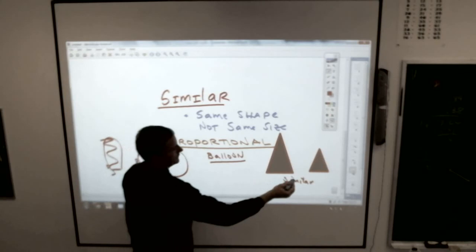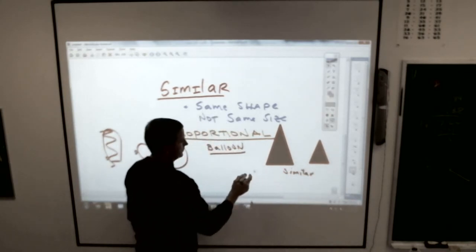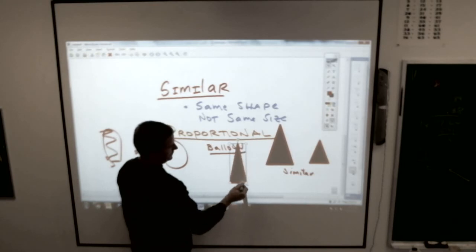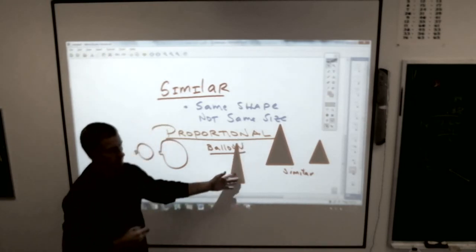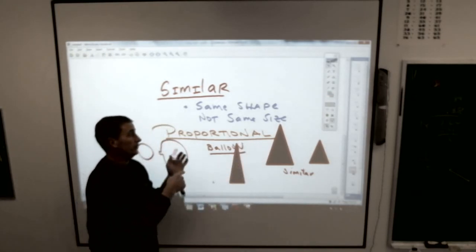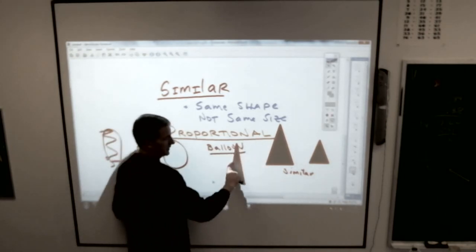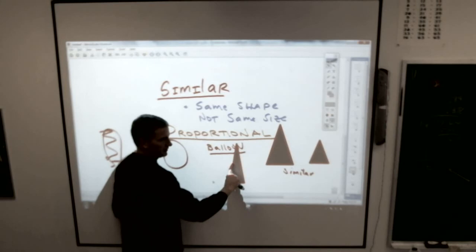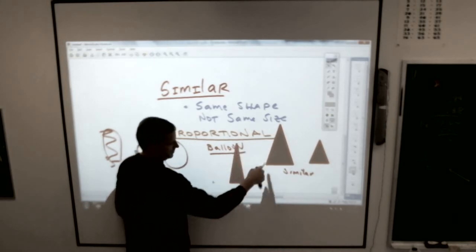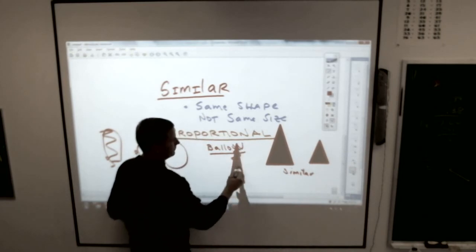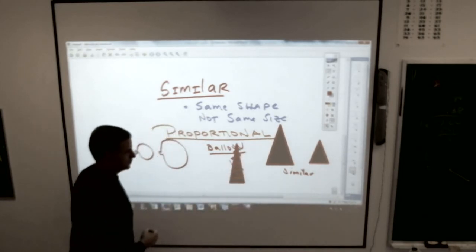If I had another, let me draw another. See, this triangle and this triangle are not similar, because it's not what we call proportional. This side is half, then this side has to also be half. But this side is as long as that side. So in order for it to be similar, they have to be what we call proportional.